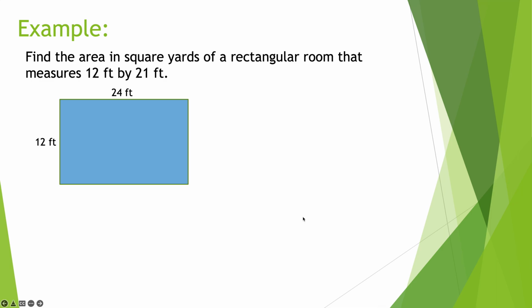Okay, so the area is 12 feet by 24 feet, which is 288 square feet. Now, the next thing to consider, though, is that it doesn't want square feet, it wants square yards. So what am I going to do about that? There are a couple of ways to look at it. One way is to say, well, I'm going from a smaller unit to a bigger unit. Namely, I'm going from feet to yards. So that means I'm going to divide. But what do I divide by?